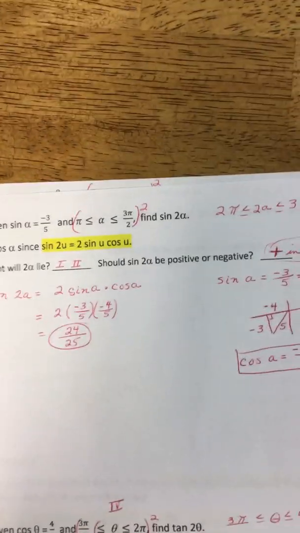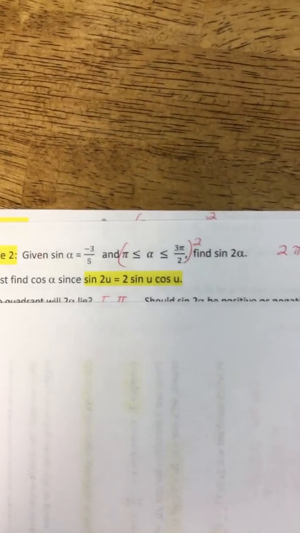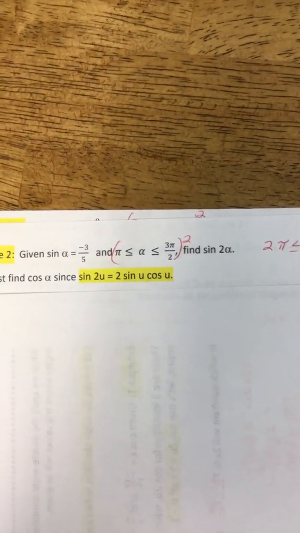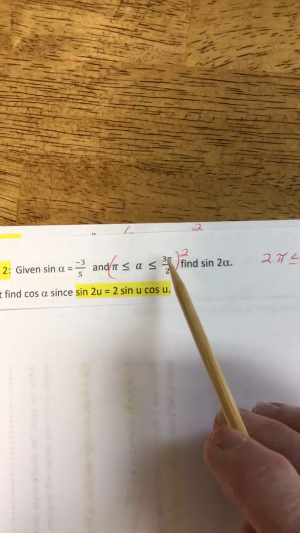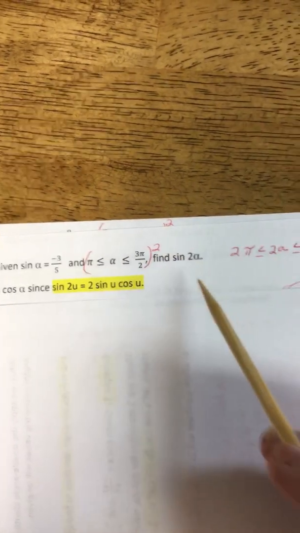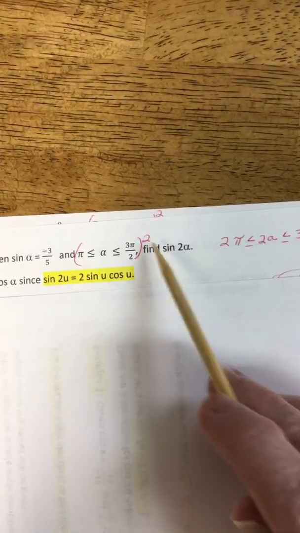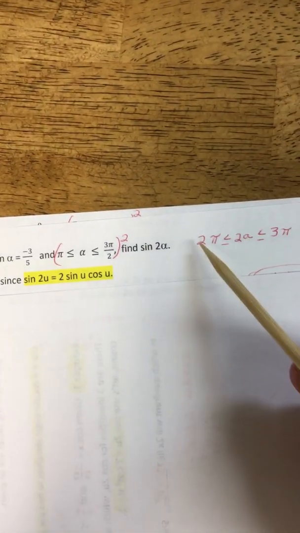It says the sine of alpha is a negative 3/5. Alpha is in the third quadrant, right, between pi and 3 pi over 2. So now where would 2 alpha lie? If I double this, it would be 2 pi to 3 pi.